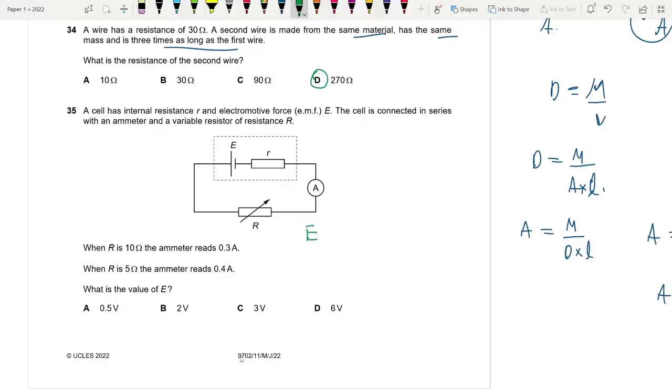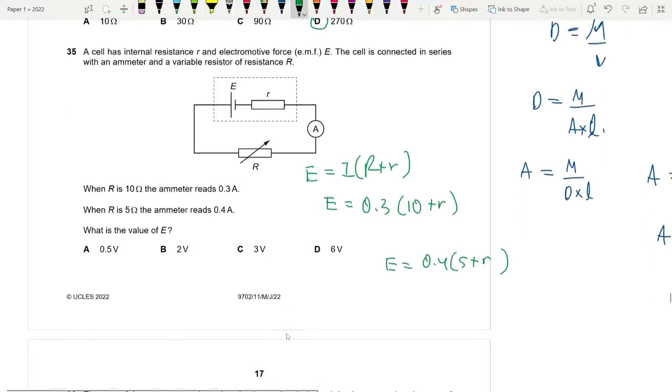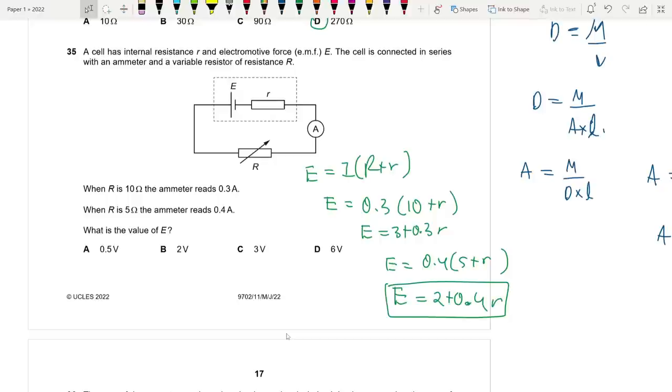So listen, E is equal to I times R plus r basically. So E is equal to 0.3 times 10 plus r. And E is equal to 0.4 times 5 plus r. So from this one we get E is equal to 3 plus 0.3r. E is equal to 2 plus 0.4r. Okay, that's what we get.